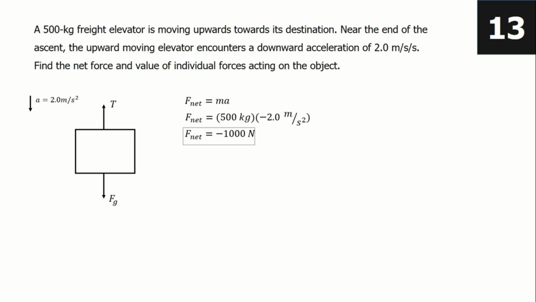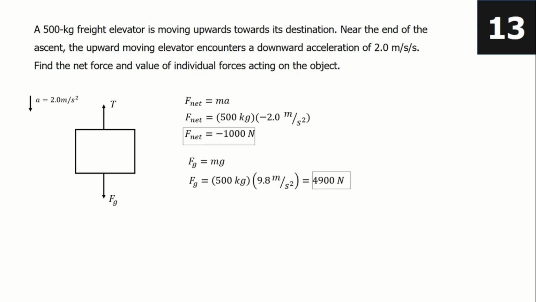So 500 times 2 will be 1,000 newtons. That's my net force. So since I have my net force, I can compute for the value of the individual forces. So for the weight, just the product again of my mass times the acceleration due to gravity, 500 times 9.8 will be 4,900 newtons.